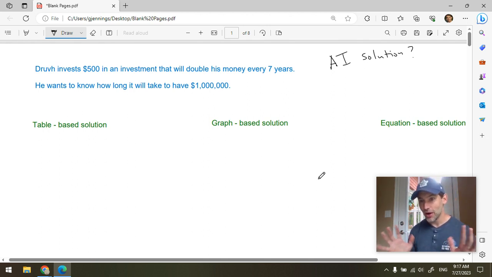Let's take a look at how you can solve this situation where Dhruv invests $500 in an investment. He knows his money's going to double every 7 years. That's about 10% interest. And he wants to know how long it is going to take to have $1 million. I see three good ways to solve this problem, and then one way that the jury's still out on, using AI.